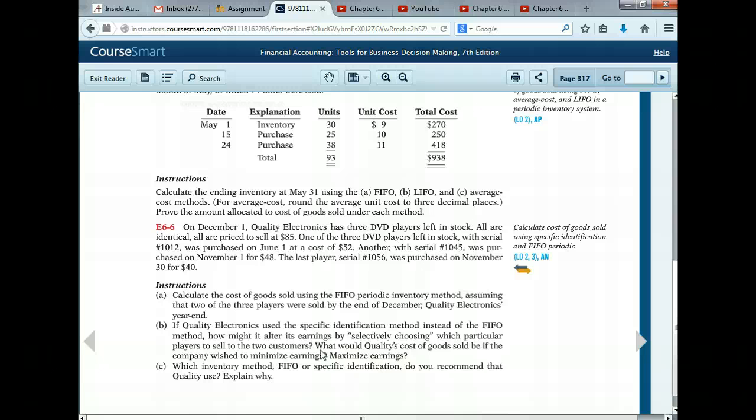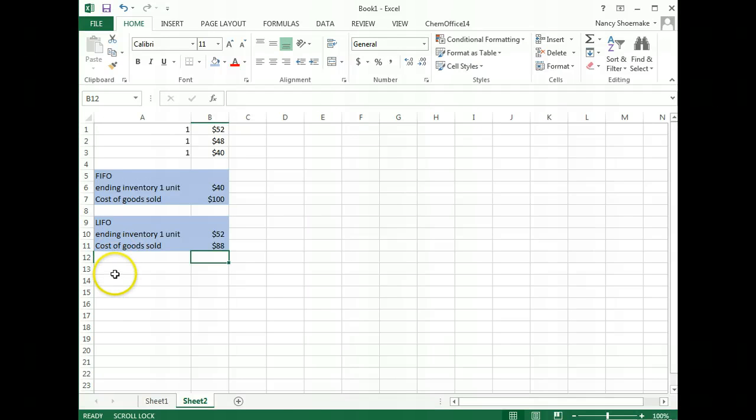So basically, if they use specific identification instead of FIFO, by selectively choosing which players to sell, if they want to minimize their earnings, which means the lowest net income, which products would we show that were sold? Basically like how you did the LIFO. The most expensive ones. This is specific unit. The 48 and the 52, why? Because it would create the most cost of goods sold, which should have the least amount of gross profit.